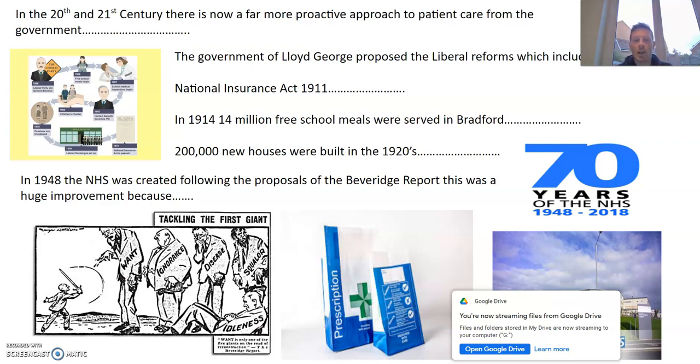So, huge steps forward in the modern era. And that really is what you need to get across. Just mention that the NHS today provides free healthcare for all. So patient care has gone from the church to the government's responsibility.